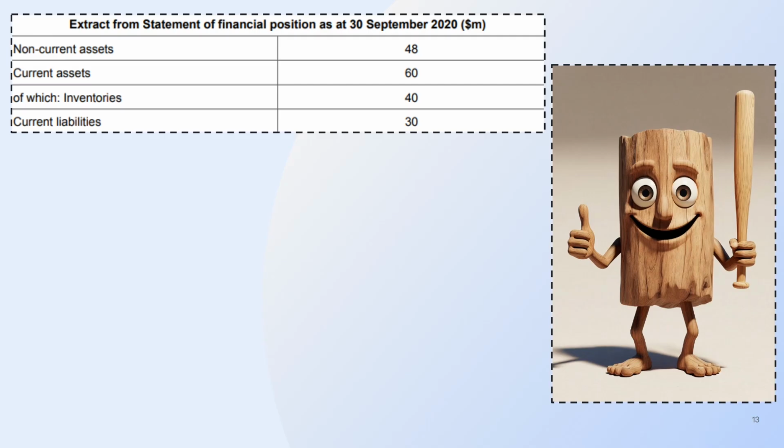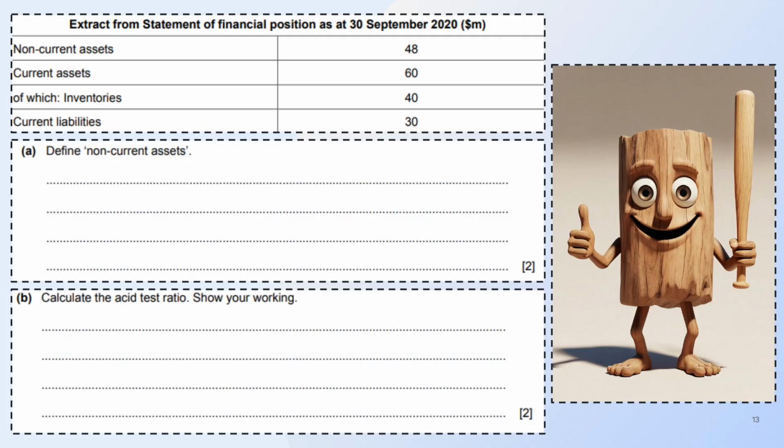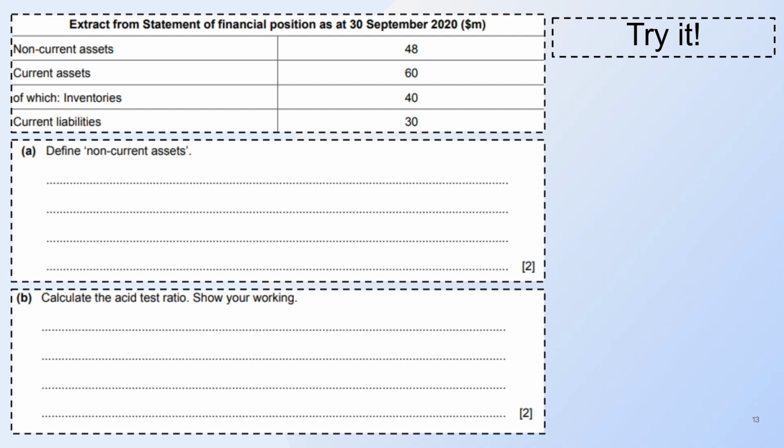Past paper alert. You're about to have a past paper question. Here we have happy AI-generated Tung Sahur, and we have an extract from the statement of financial position of a company. So here, take a look. Non-current assets, 48 million. Current assets, 60 million, of which inventories are 40 million, and current liabilities are 30 million. Take a look at the questions. They say, define non-current assets and calculate the acid test ratio. Show your working. So I want you to give this a try. And get out of here, Tung Sahur. We don't need you here for this. So go ahead, try it.